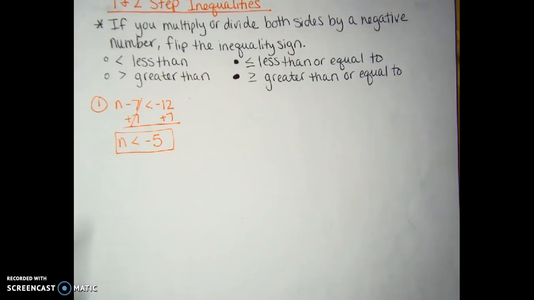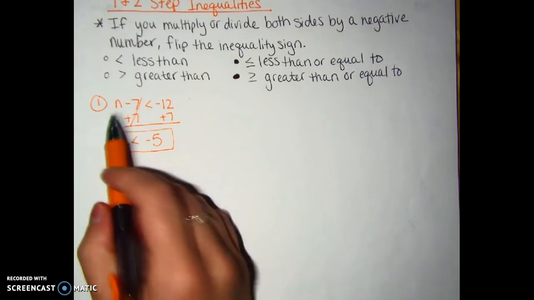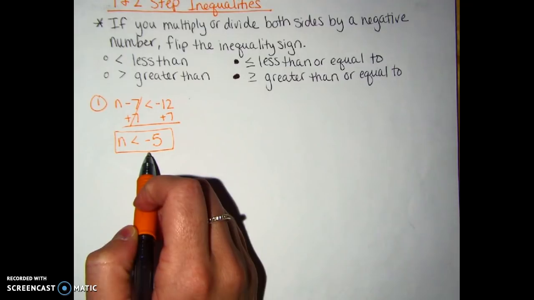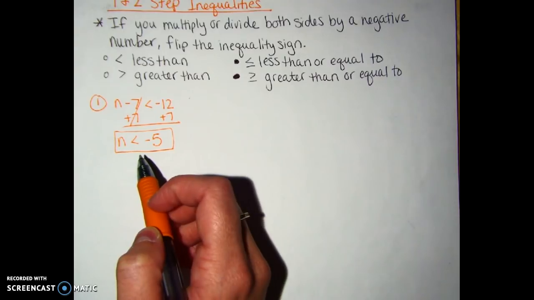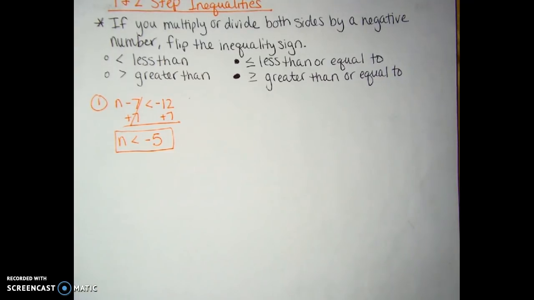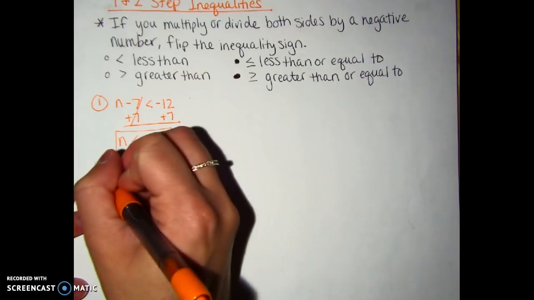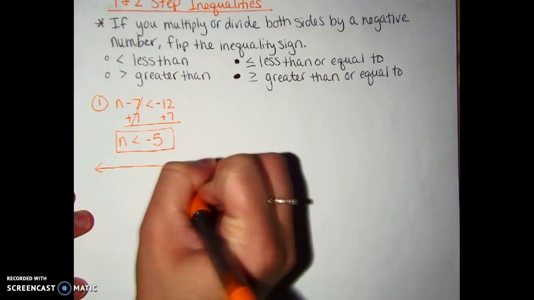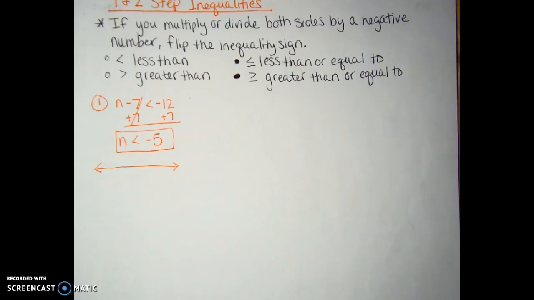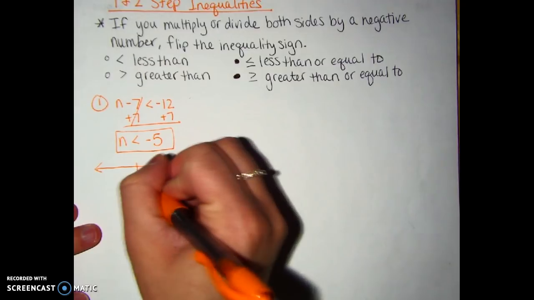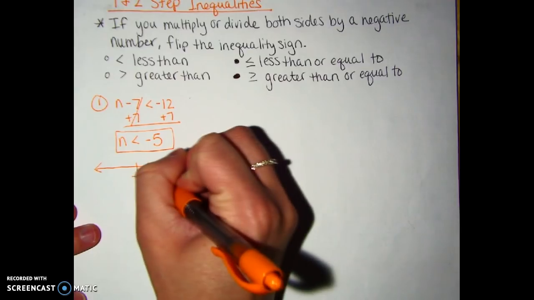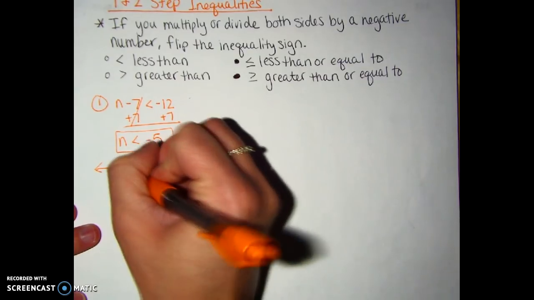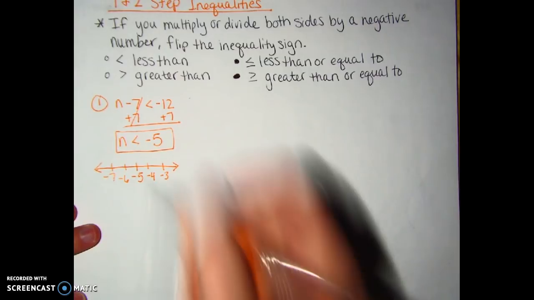That means for this inequality to work, the number that you substitute for n has to be less than negative 5. So it could be negative 1,000, it could be negative 6,032,500, whatever. The number has to be less than negative 5. So the other part of this is that we're going to have to graph our answer on a number line. Now I know every teacher kind of requires it differently. What I do is I put the answer in the middle, and then I require 2 numbers on either side. So negative 4, negative 3, negative 6, negative 7.